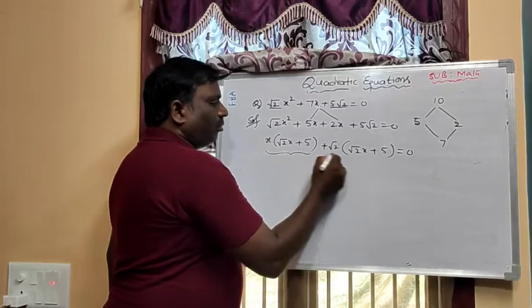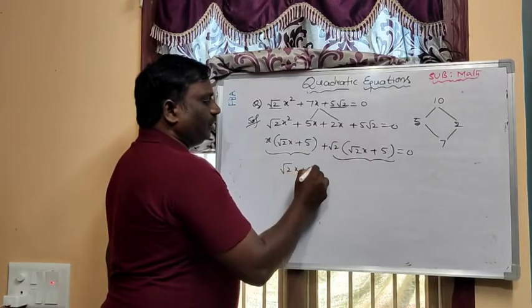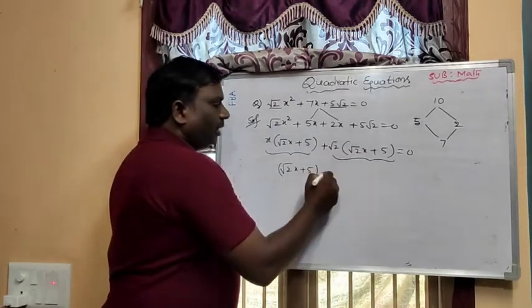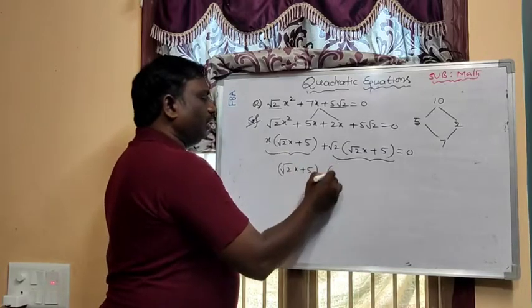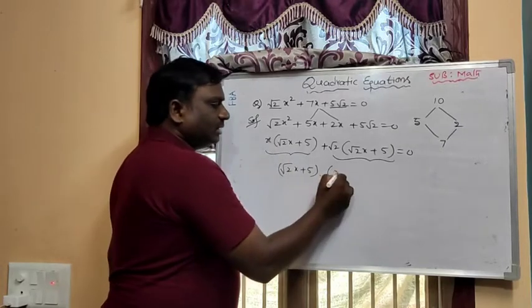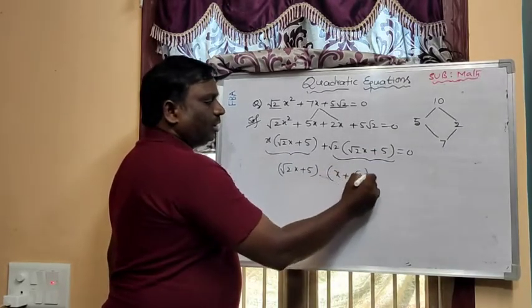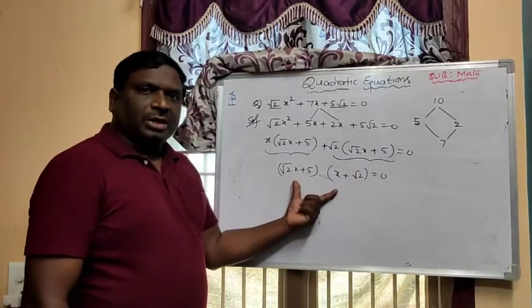So here one term, here another term. So this is root 2x plus 5. I am taking from these two terms root 2x plus 5 as a common. Then x from this root 2x plus 5 common means the remaining value is x. Plus from this term root 2x plus 5 is common, root 2 is the remaining value. So two linear factors are coming.